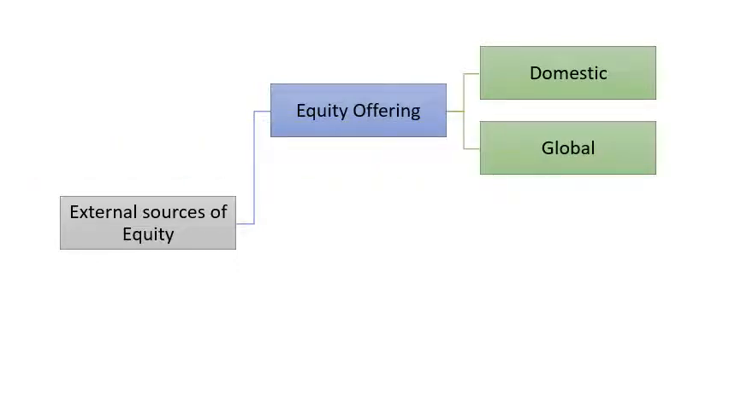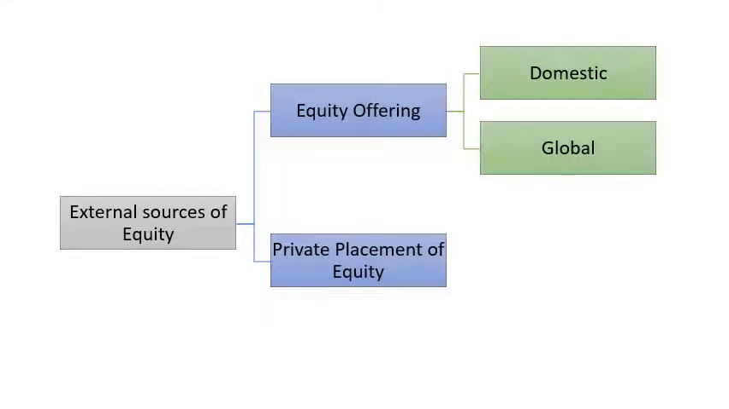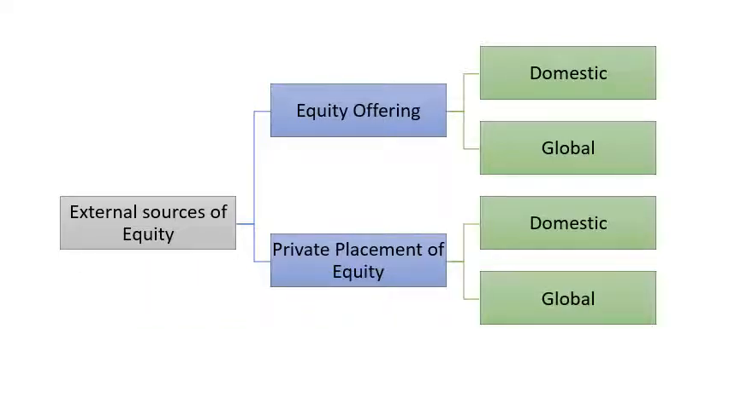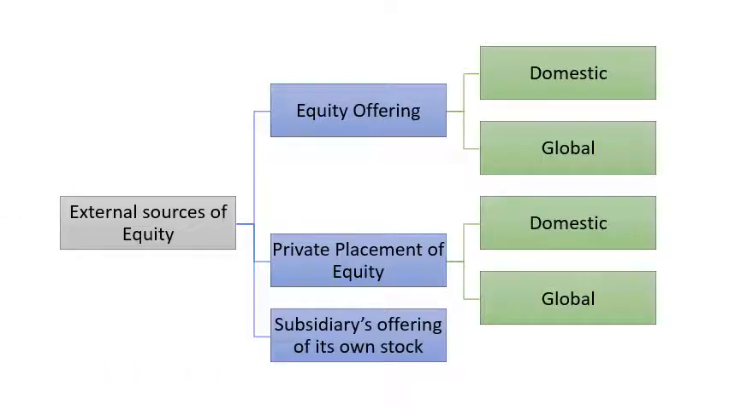External sources of equity include the equity offering, which can be taken in the domestic market or placed globally, and the private placement of equity, which also can be implemented in a home country, called domestic private placement, or in foreign countries, called global private placement of equity, or the subsidiary's offering of its own stock after the approval of the parent company.